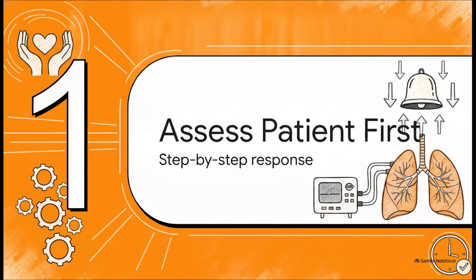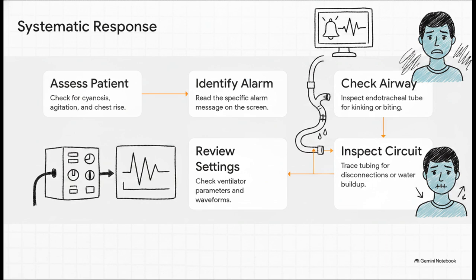All right, section 1, assess the patient first, setting up a step-by-step response. Having a step-by-step approach keeps you from missing life-threatening stuff while you're messing with buttons. Step 1, look at the patient. Are they turning blue? Agitated? Is their chest actually rising? Step 2, check the screen to identify the specific alarm. Step 3, check the airway. Is the tube kinked or displaced? Step 4, literally trace the plastic tubing from the vent to the patient to check for disconnects or water buildup. And step 5, review the vent settings.